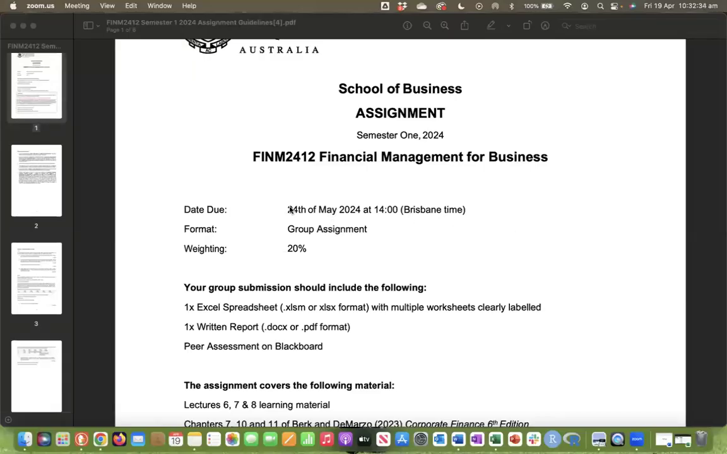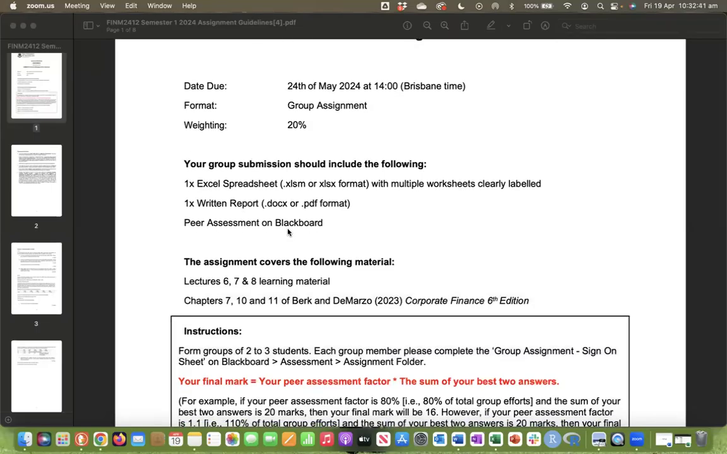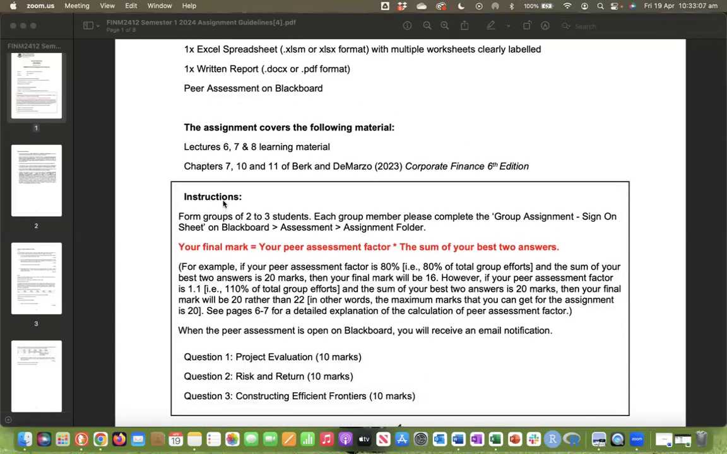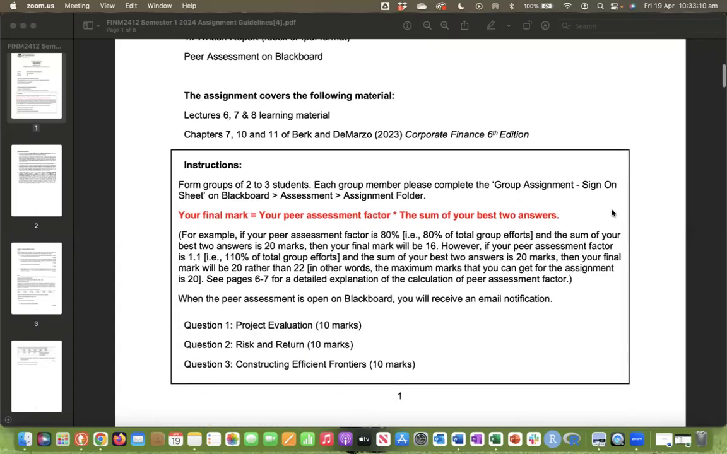So due on the 24th of May, about just over a month from now, and it's a group assignment worth 20%. And our expectation from you is that you submit an Excel spreadsheet walking through how you've answered each question with all your worksheets clearly labeled. So we'd like a sheet with question 1, question 2, question 3, or broken down even more if possible, as well as a written report where you walk through all your logic behind answering each question. So lectures 6 to 8 are the material that's being covered in this assignment.